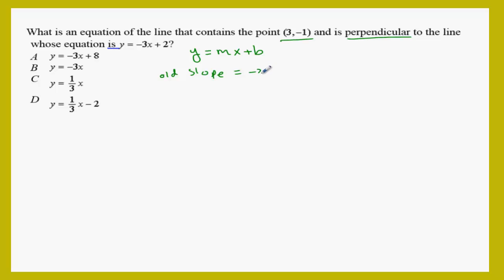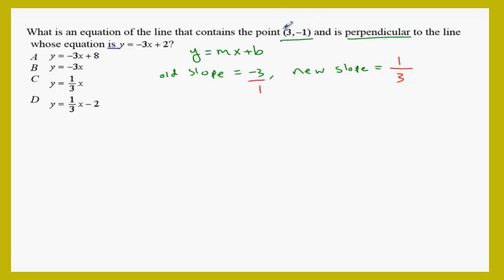Slope is negative 3. Therefore, the new slope equals... perpendicular. We know perpendicular lines have negative reciprocal slopes. Negative 3 is negative 3 over 1. You find the reciprocal, which is 1 over negative 3. But in this case, it's a negative reciprocal, so if the entire fraction is negative, you make it positive. 1/3 is the negative reciprocal of negative 3.